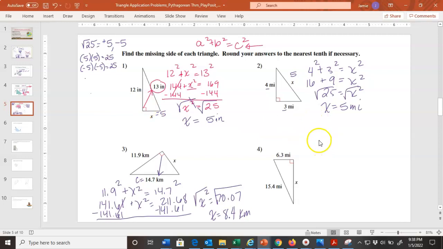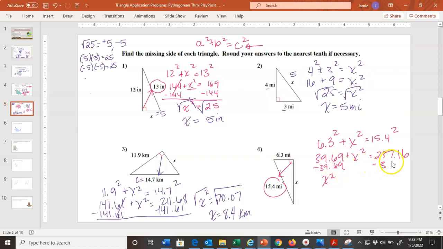All right, let's get another color. Here's our hypotenuse. This one's going to be very similar. The leg squared plus the leg squared equals the hypotenuse squared. So let's see, what is 6.3 squared? That's 39.69. And 15.4 times 15.4, 237.16. We're going to subtract this from both sides.